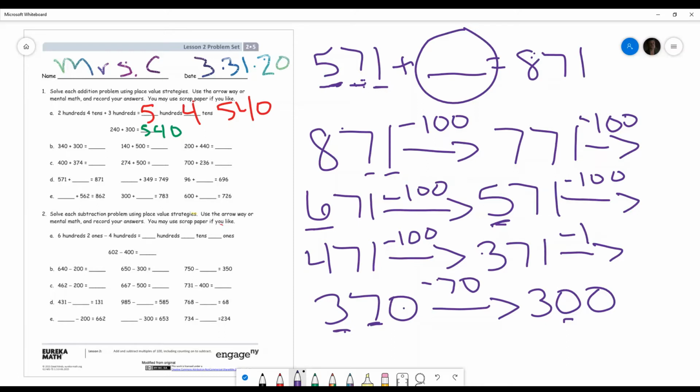So when we look at D, our answer is right here. So 571 plus 300, oh, that is really hard to write. Let me try a different color. 300 equals 871.